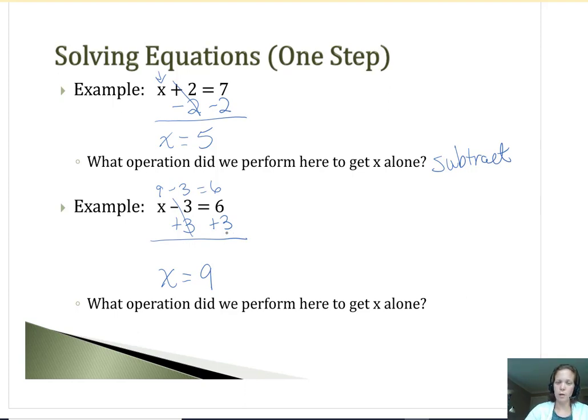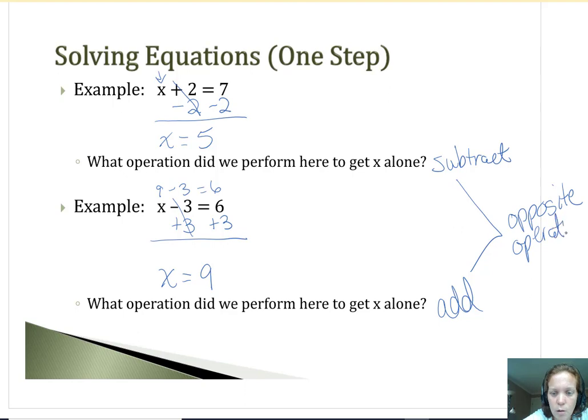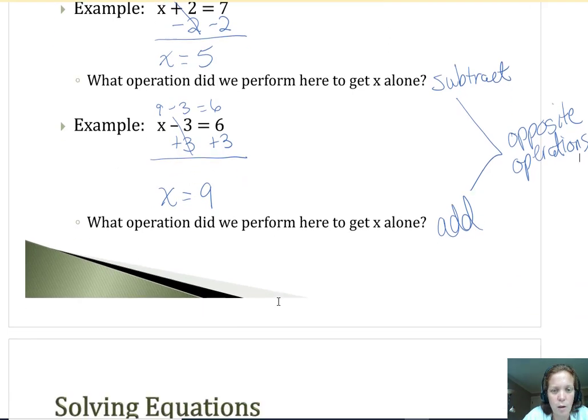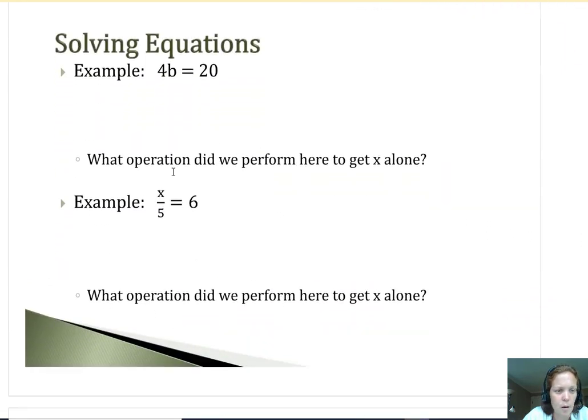So what did we do here to get x alone? It's a subtraction problem, and we added. Okay, so think of the subtracting and adding. These are opposite operations. So we do the opposite operations to get to our answer. So whatever is being done to x, or if we want to move something to the other side.